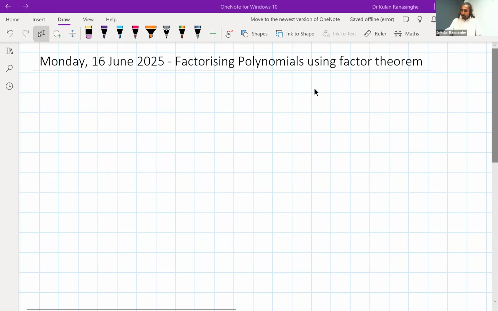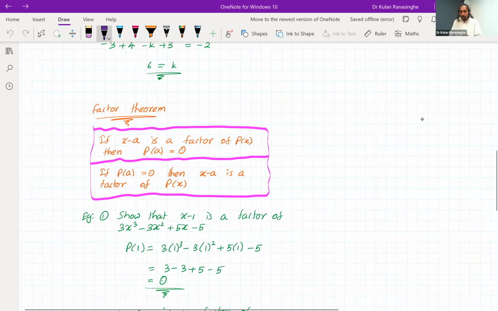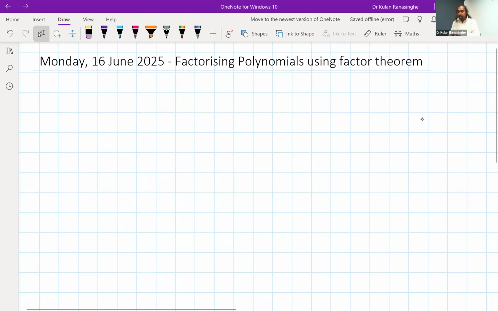We'll be looking at factorizing polynomials using the factor theorem. We did work on the remainder and factor theorem last time, so we've done enough questions for you to get good practice. Today we're going to look into how to factorize a given polynomial using the factor theorem.